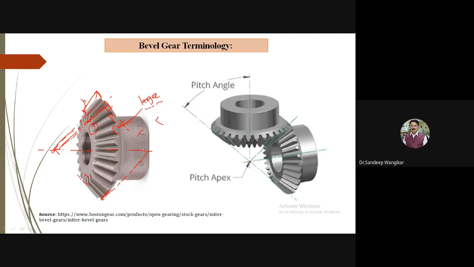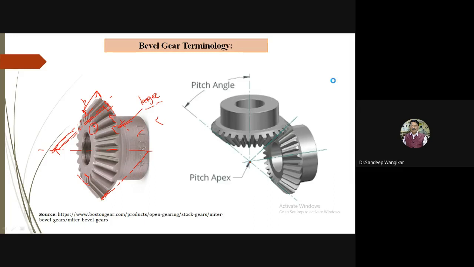At this particular point, the PCD will be different. At this point, the PCD will be different. All the dimensions here are different, and at this end the dimensions are different. This is the terminology because the gear shape is like that: one side smaller and one side larger. Therefore, for analysis purposes, the larger end is always preferred. This is the very first thing that we should take into consideration.